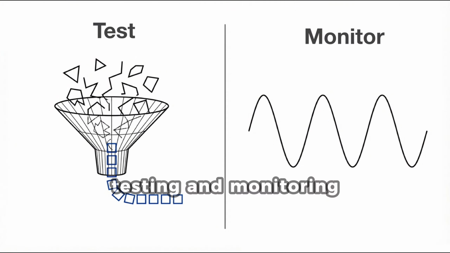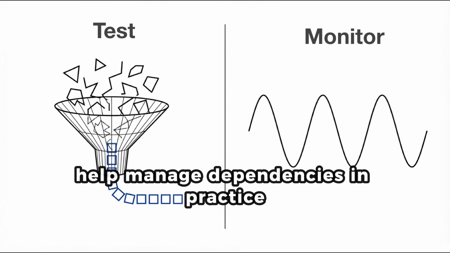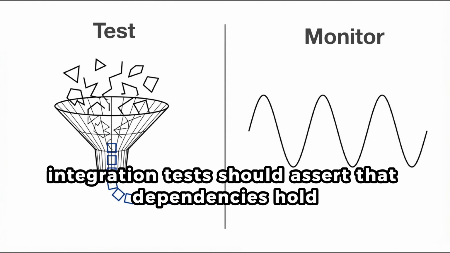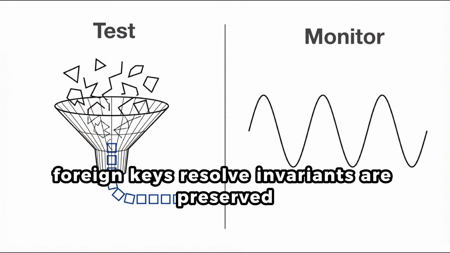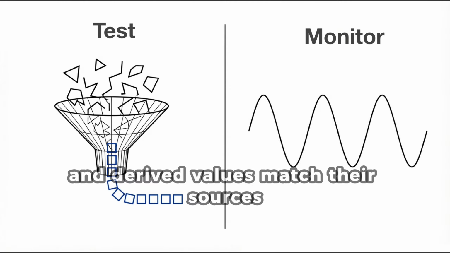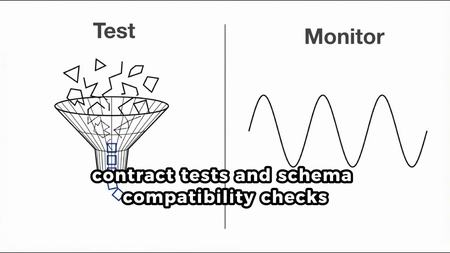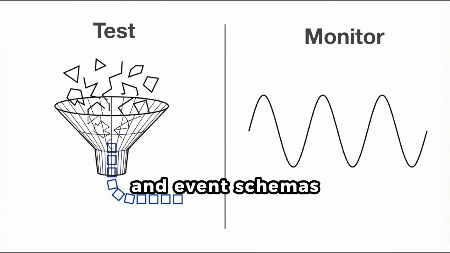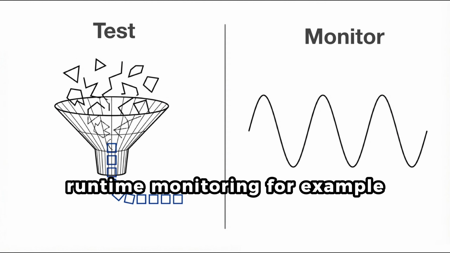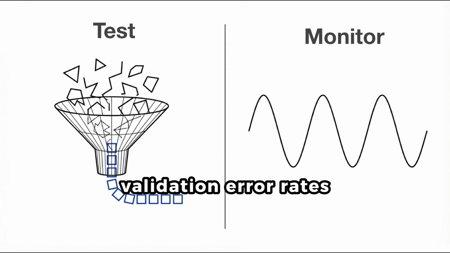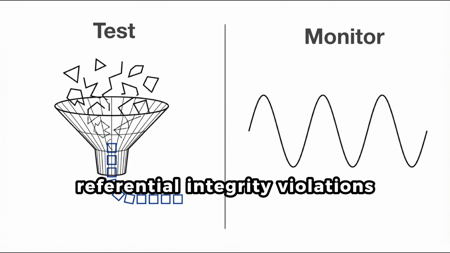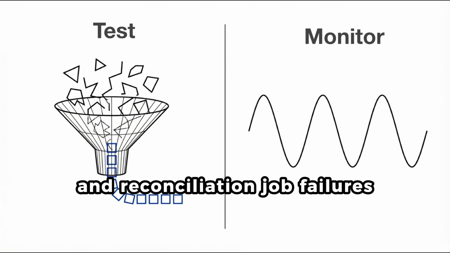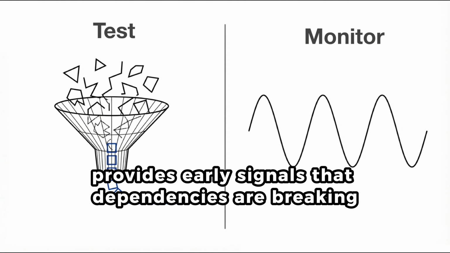Testing and monitoring help manage dependencies in practice. Unit and integration tests should assert that dependencies hold. Foreign keys resolve, invariants are preserved, and derived values match their sources. Contract tests and schema compatibility checks detect breaking changes in APIs and event schemas. Runtime monitoring, for example, validation error rates, referential integrity violations, and reconciliation job failures, provides early signals that dependencies are breaking in production.